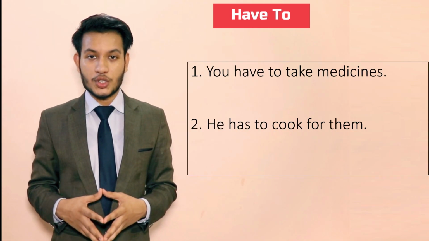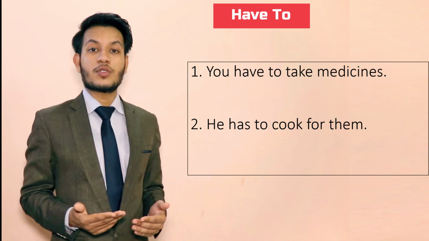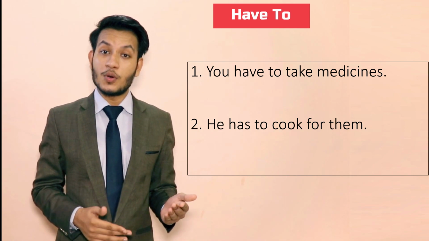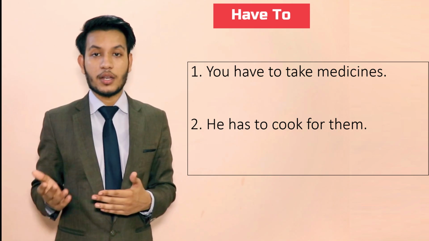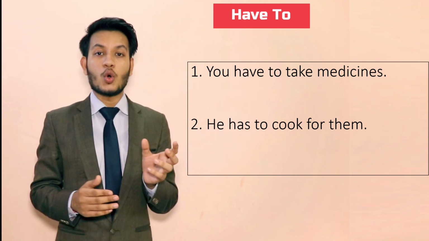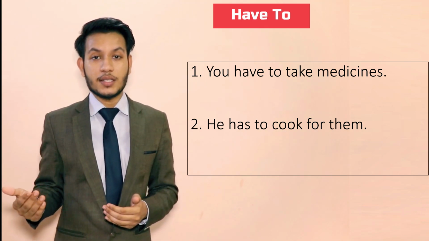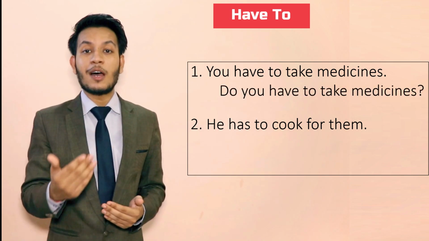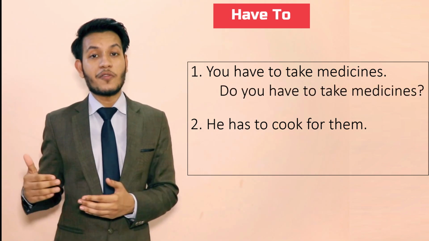Let's now frame some questions. There are two positive sentences on screen. You have to take medicines and he has to cook for them. Now how would you convert these sentences into interrogative? We shall put do or does to start an interrogative sentence. You have to take medicines, it will be do you have to take medicines? Alright? And he has to cook for them.